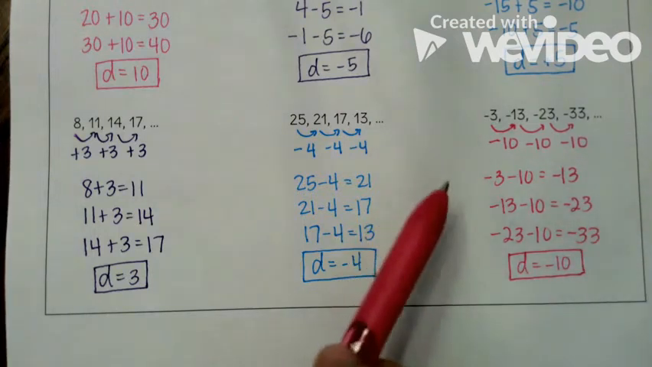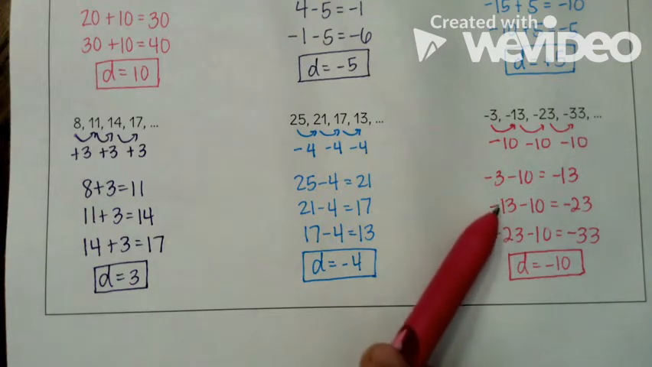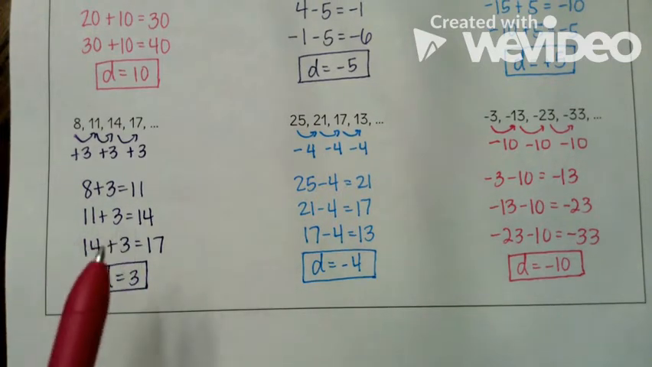And you don't have to necessarily write all this out, but it would be good to do on a calculator just to double check that it is giving you the next term every single time.